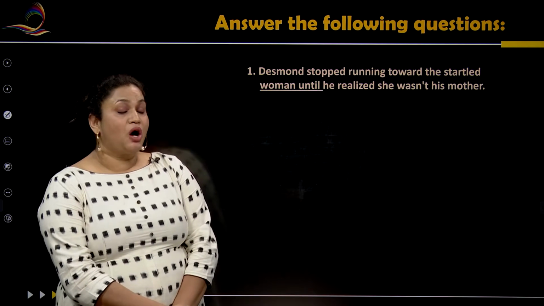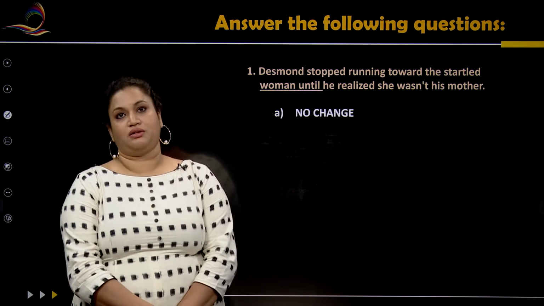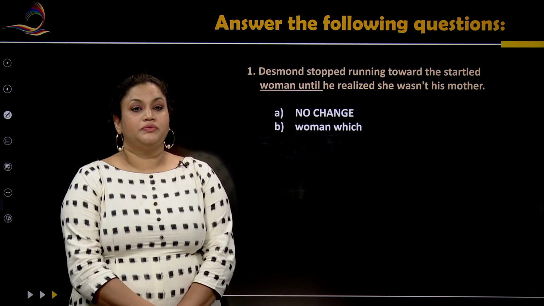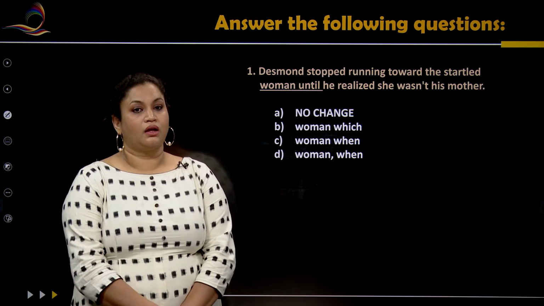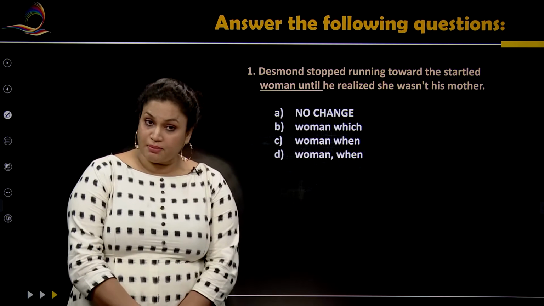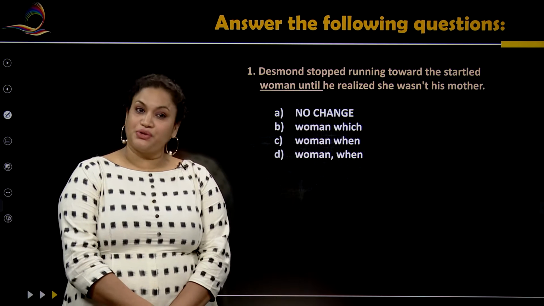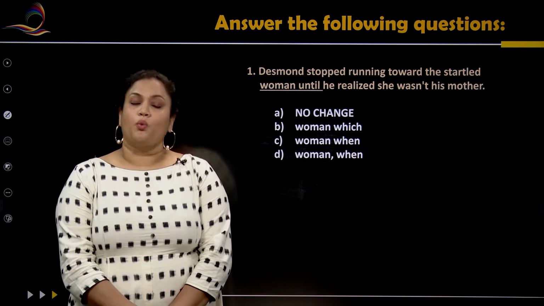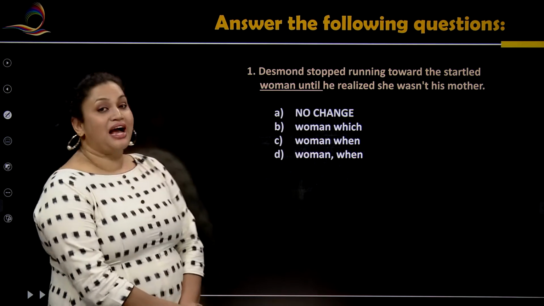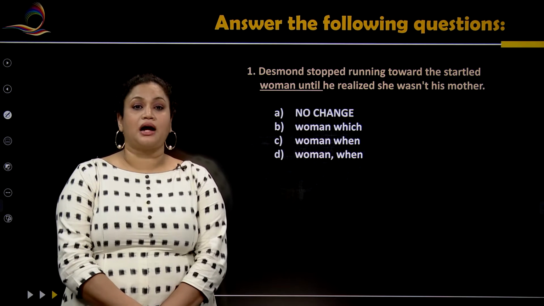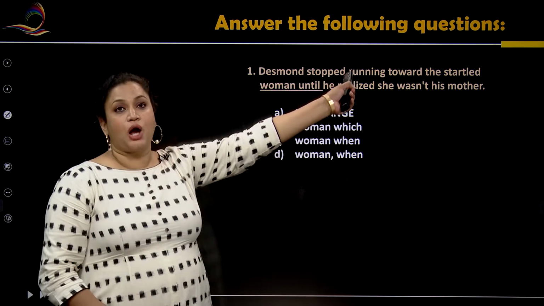Okay. Desmond stopped running towards the startled woman until he realized she was not his mother. Let's start. So these are the four options. These are some of the types of questions that you will also encounter in your SAT writing part. So make sure you know the rules properly and you also understand when you may go wrong or how you have to mend your mistakes. Okay, so let's start. Desmond stopped running towards the startled woman when he realized that she was not his mother. So when did he stop running?